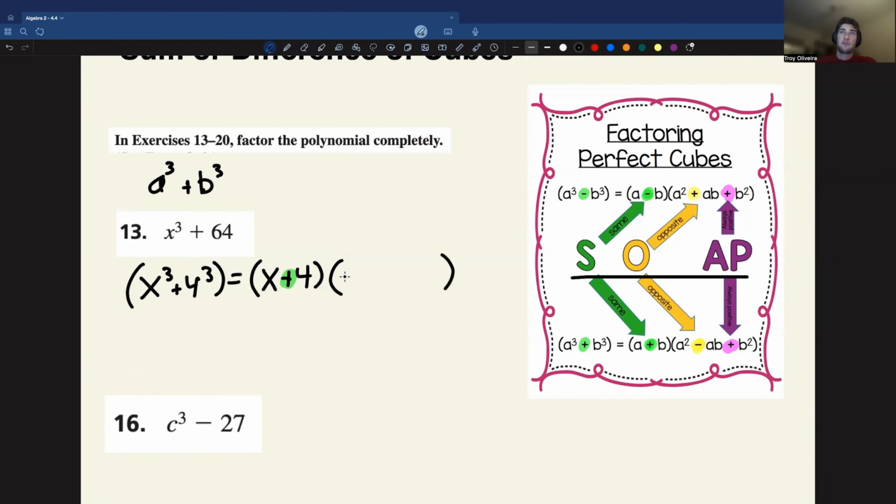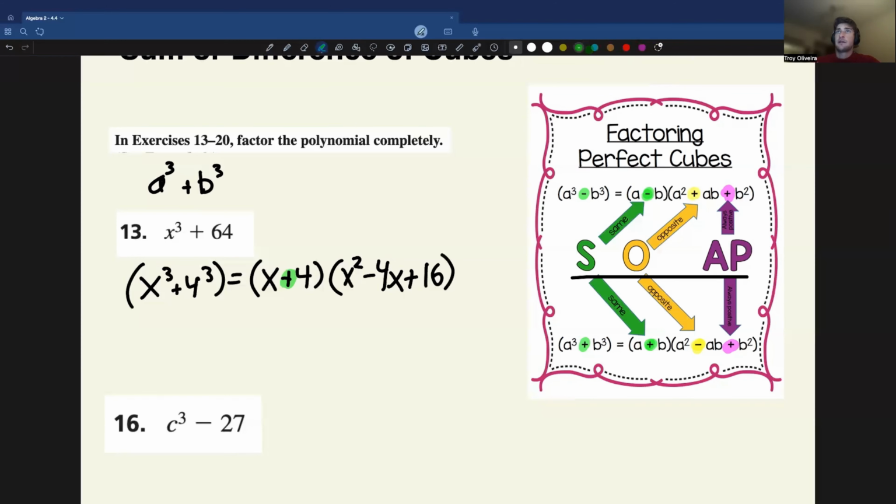Okay, so a squared would be x squared. Now minus, because that is the opposite sign, so it was plus, so this is a minus. And then a times b, so that's x times 4, or 4x. And then always positive, so I'm always writing plus here. And then b squared, so that's 4 squared, or I can write 16, right?